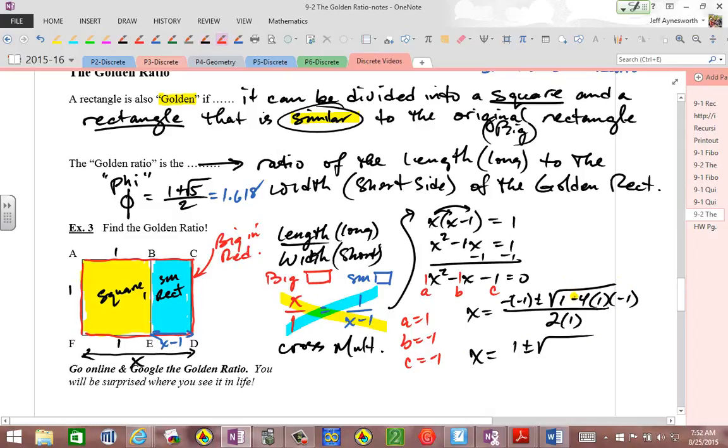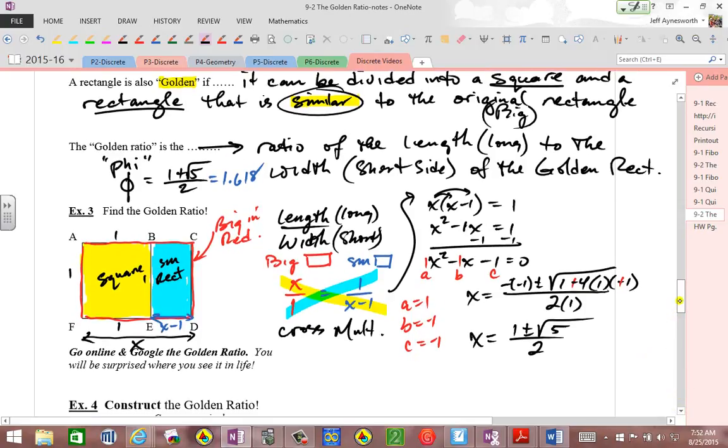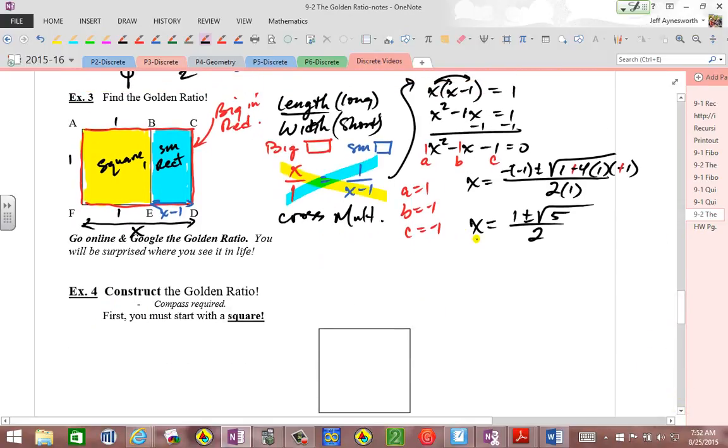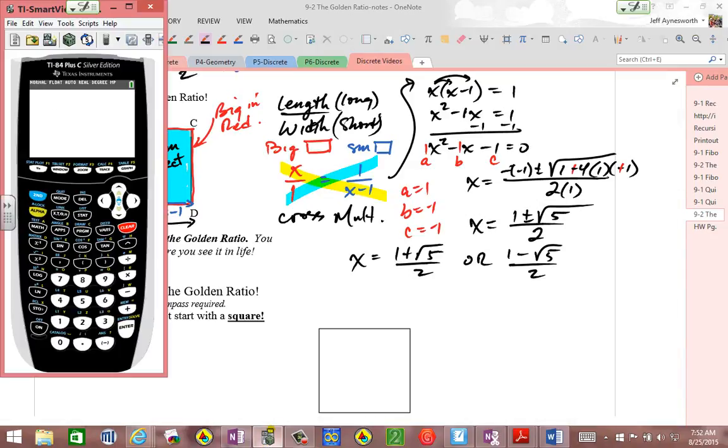I'm going to simplify a little bit on the inside. I see a double negative here. So 1 plus 4 here, which is 5. Obviously, all divided by 2. And obviously this gives us 2 answers here. All right, but which is the one that we're looking for? So x could be equal to 1 plus the root 5 divided by 2, or 1 minus the root 5 divided by 2. Well, let's figure these out on the calculator and figure out which one makes sense.